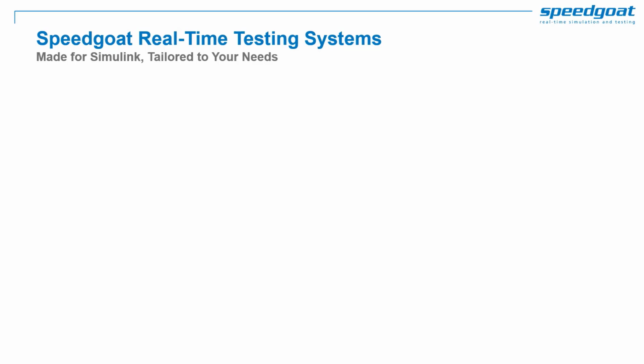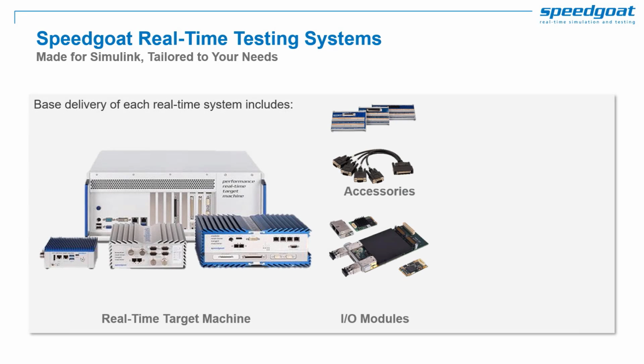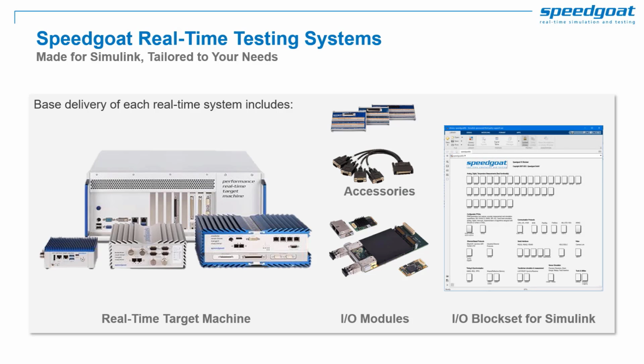Delivery of each real-time system includes the real-time target machine, I/O modules configured to your needs, together with accessories such as terminal boards and cables, and the Speedgoat I/O block set from Simulink. The block set library allows for seamless connectivity to the hardware.